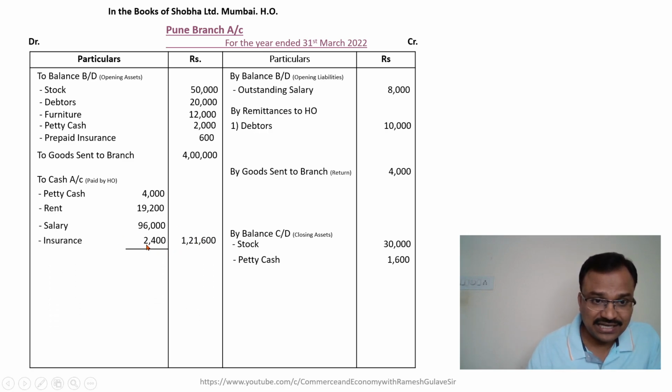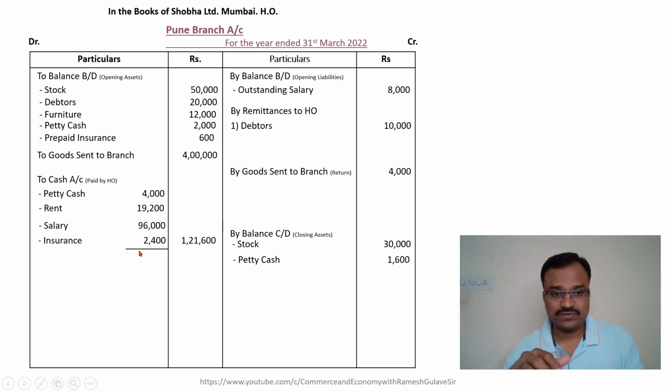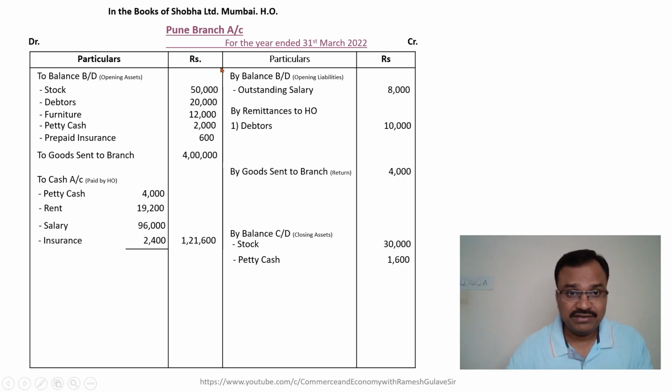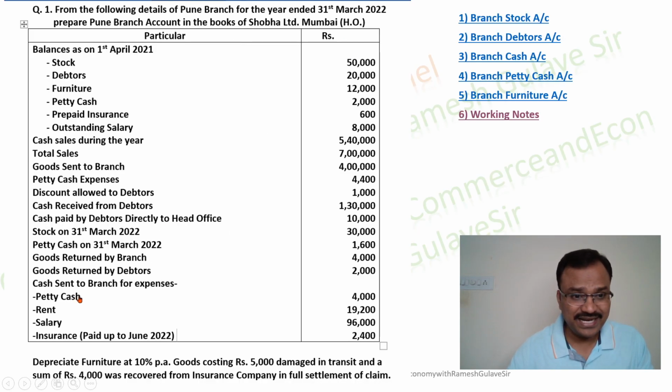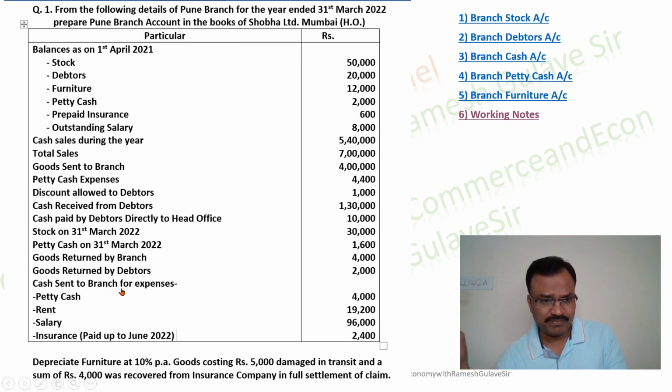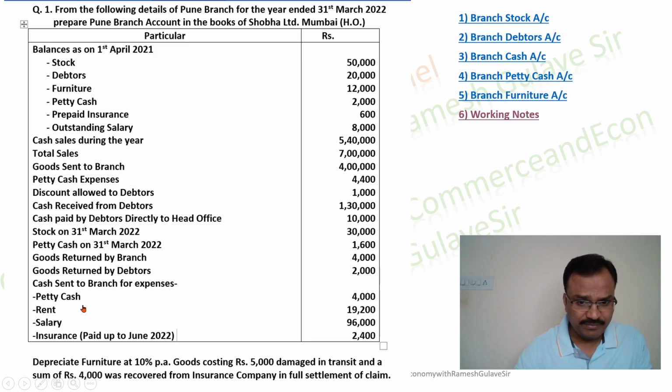So these are the expenses which are paid by head office, or here the wording is that cash sent to branch for expenses, or cash sent by head office to meet the expenses at branch. So these are the amounts: petty cash, rent, salary, and insurance. As I said, there is a hidden adjustment on this insurance, which is paid up to June 2022, and the amount of the insurance is 2,400, right?